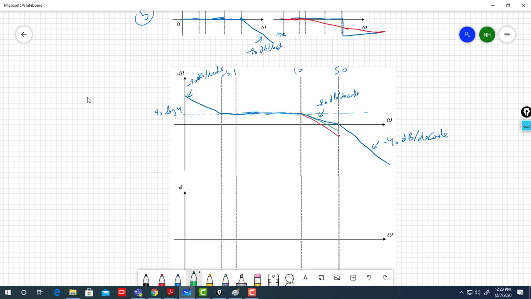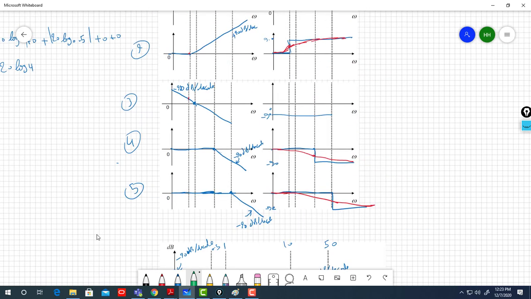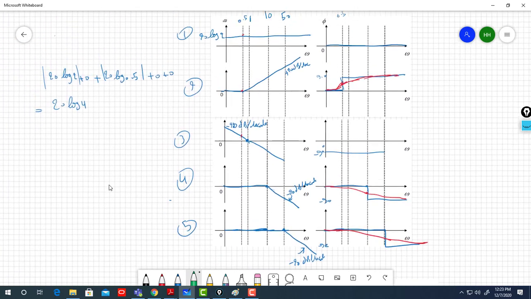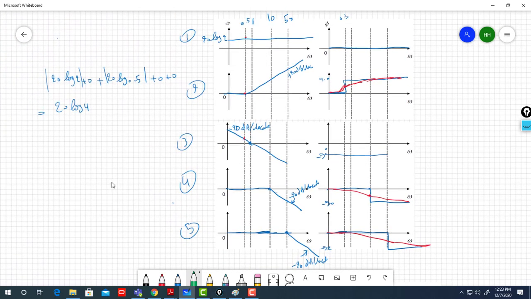Alright, so then what I want to know, at 50 radian per second, is where the slope ends up. Which one is the correct one? So then I will compute from here what's happening at 50. Let's see what will happen at 50.